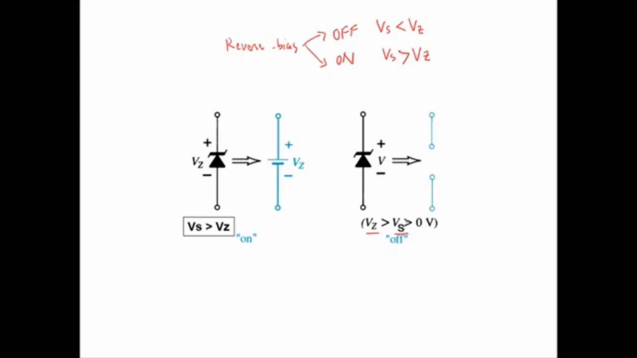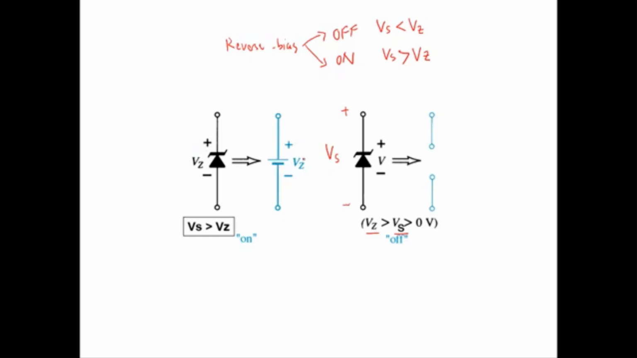Here Vs is larger than 0, because if Vs is lower than 0, this actually refers to the forward bias. The definition of Vs is this one. At the on state, the Zener diode can be replaced by a battery, with a voltage of Vz.